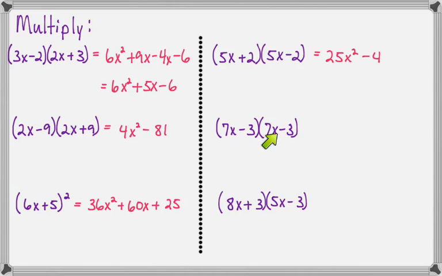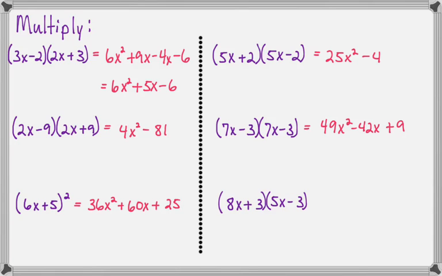7x minus 3 times 7x minus 3. Now this is not a sum and difference of two terms because they're both minus. This is actually squaring a binomial. More like this problem, it's just not written in the squared form. So we can say 7x times 7x is 49x squared. We can still take the shortcut to get our middle term. 7x times 3 is 21x, and if you double that, that makes minus 42x. And then last times last gives us plus 9.